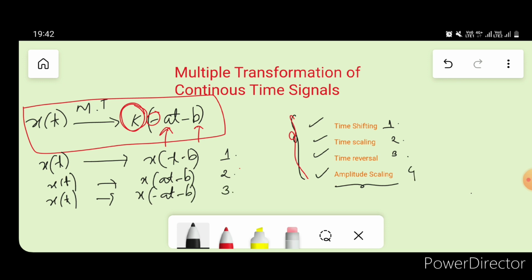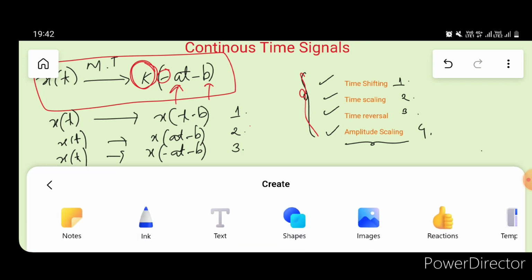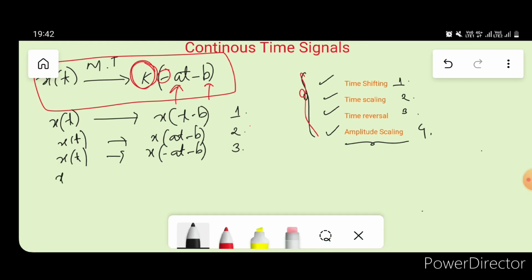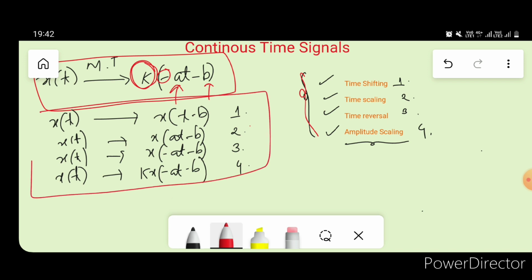And in the fourth step, finally, we perform amplitude scaling, that is, x of t finally becomes k x of minus at minus b. Like this, step by step, if we follow the transformation order, we can achieve our final result without any error. This will be clearer when we perform it with an example.